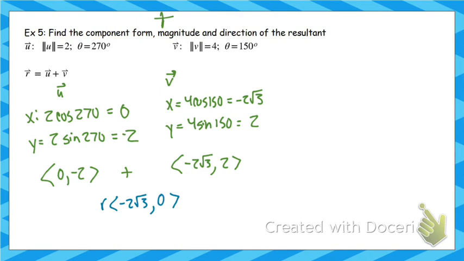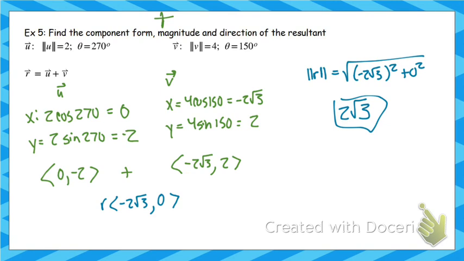So the magnitude here, Pythagorean theorem, negative 2 root 3 in parentheses squared plus 0 squared. Well, since it's plus 0 squared, if you think about that, you're just squaring and square rooting the same number. Your answer is just 2 root 3.